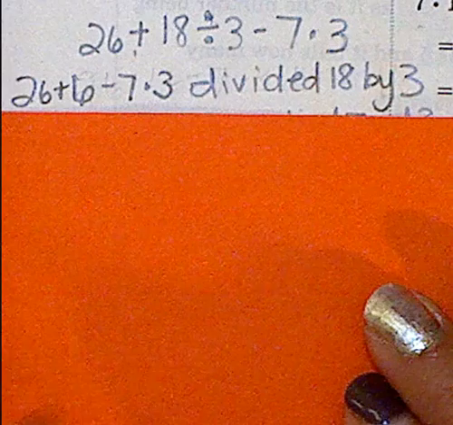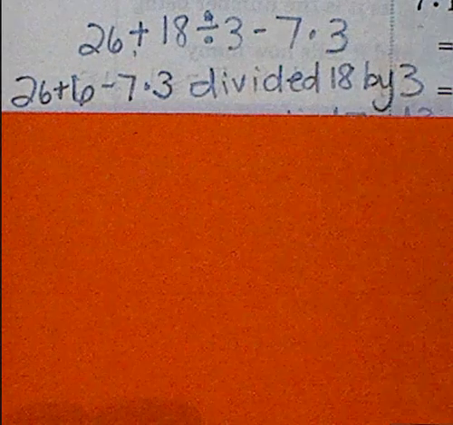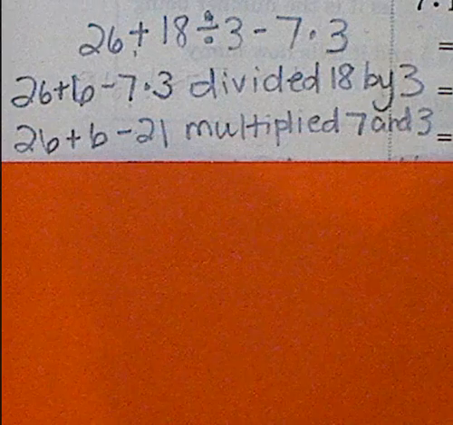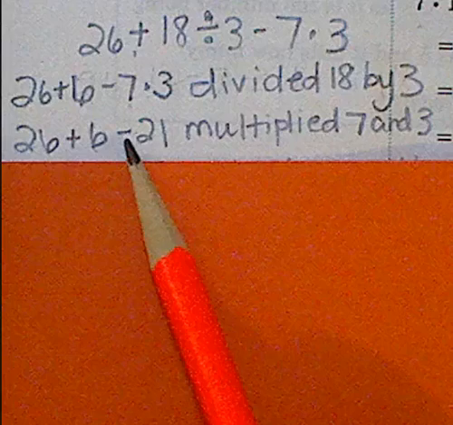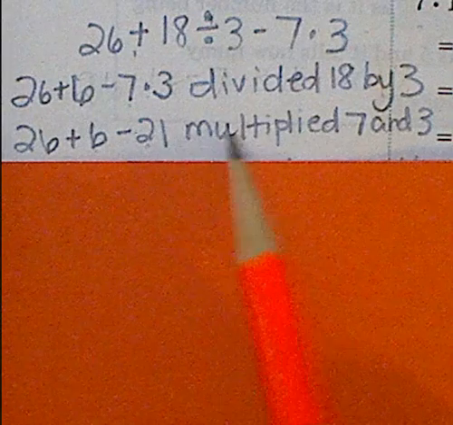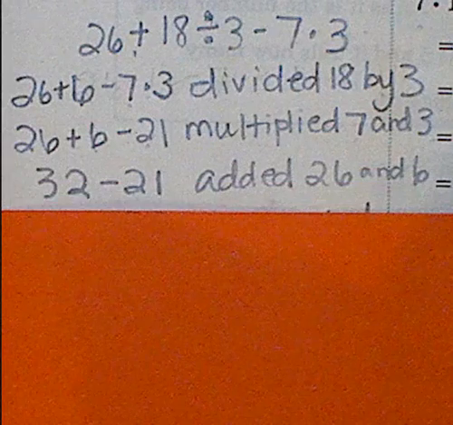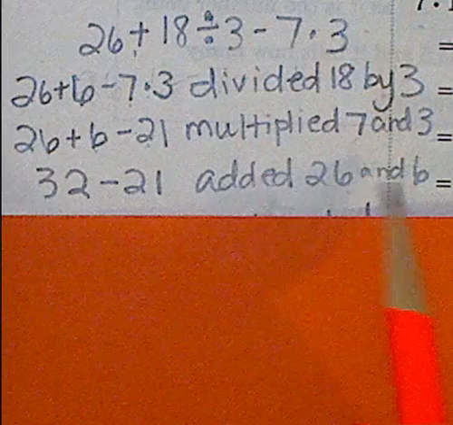What's our next operation? Well, we have another multiplication problem right here in 7 times 3. So that should be our next thing. So we rewrite our whole problem: 26 plus 6 minus 21 now, because we multiplied 7 and 3. Our next step, 32 minus 21, because we added 26 and 6.